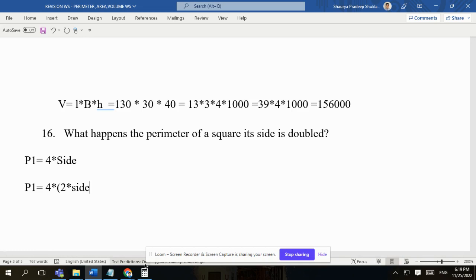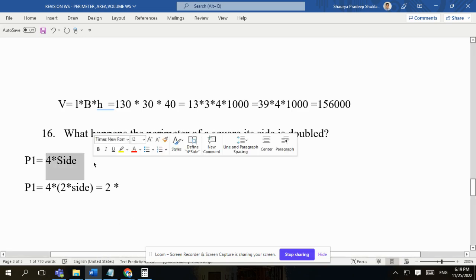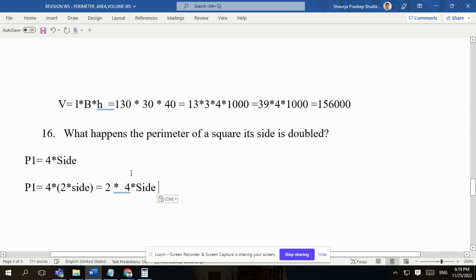Without too much effort, I can simply say that is twice, multiplied by 4 times side, and that is nothing but twice of P1. So that proves that if I double the side, the perimeter also gets doubled. It's quite obvious, right? If originally the side was 5 centimeters, then the perimeter was 20. If I double it, that means 10, and it becomes 40.